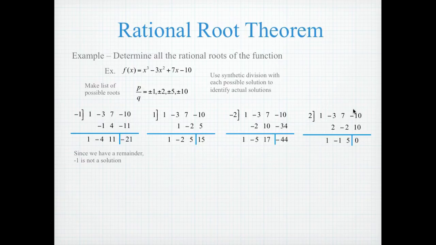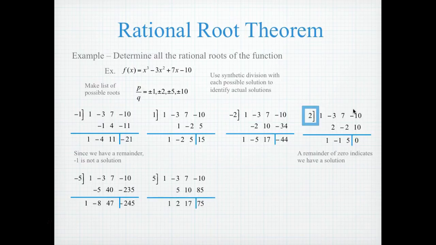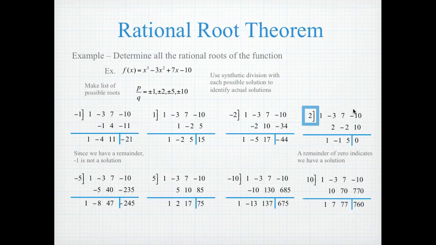Finally, when I use positive 2, I end up with my first rational root. When I run positive 2 through my equation, I end up with a remainder of 0. That tells me that 2 is a rational root to the function. Moving on, I got to try 5, and negative 5, and I do not get remainders of 0. And I try negative 10 and positive 10, and again, I do not get remainders of 0.